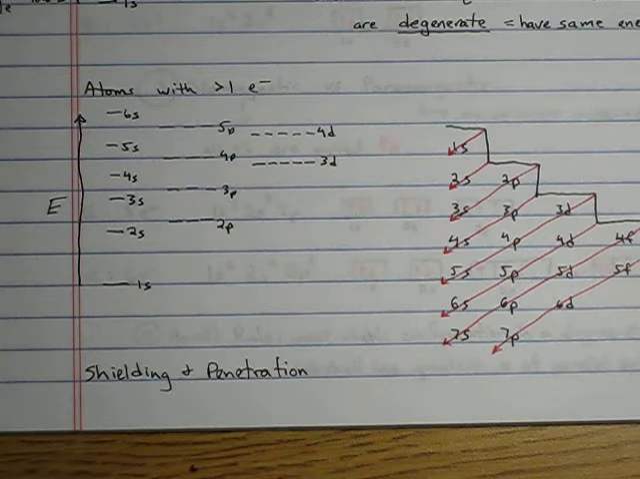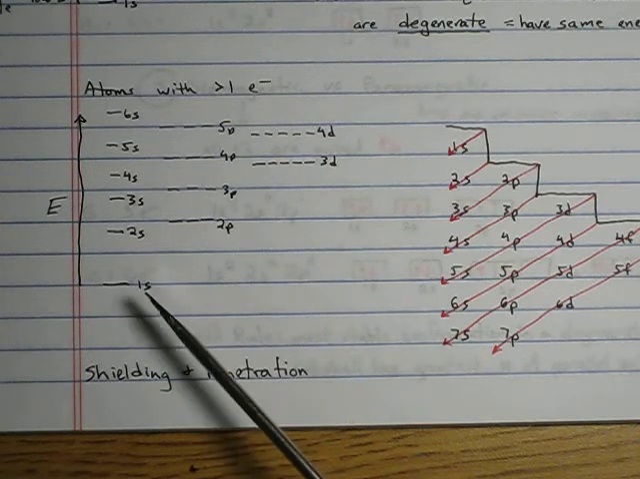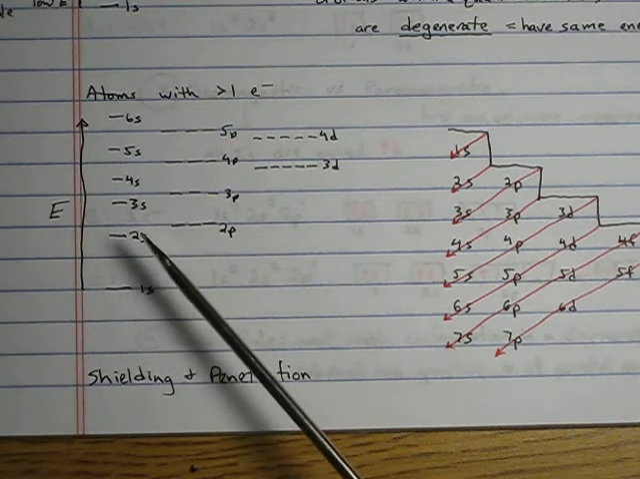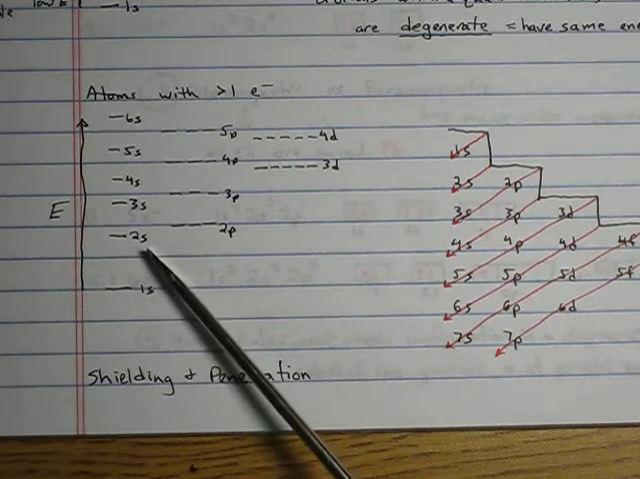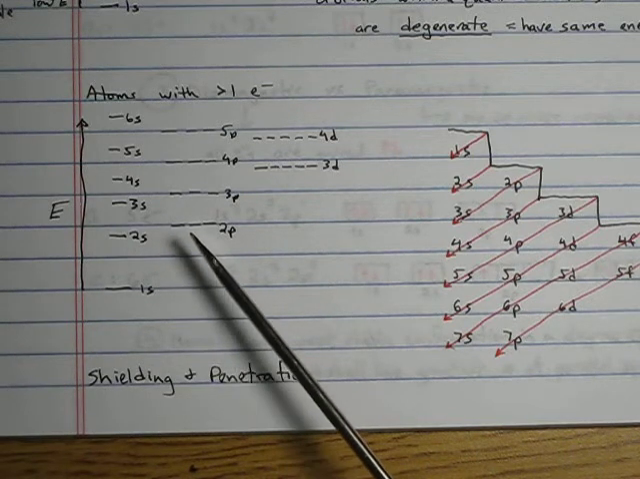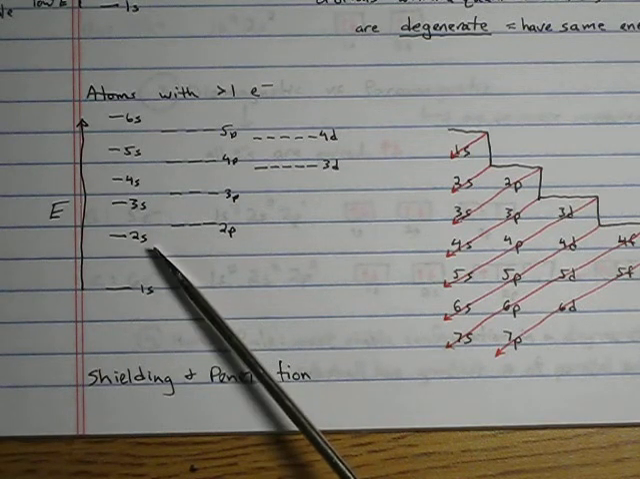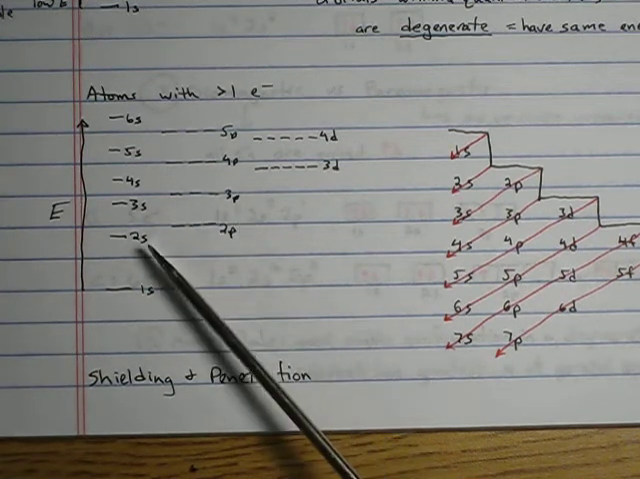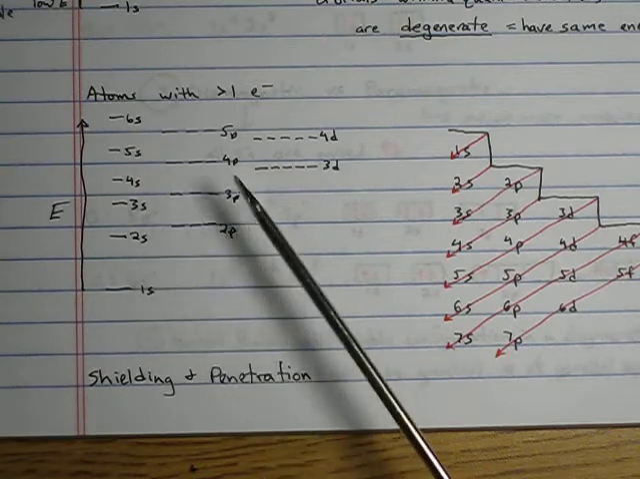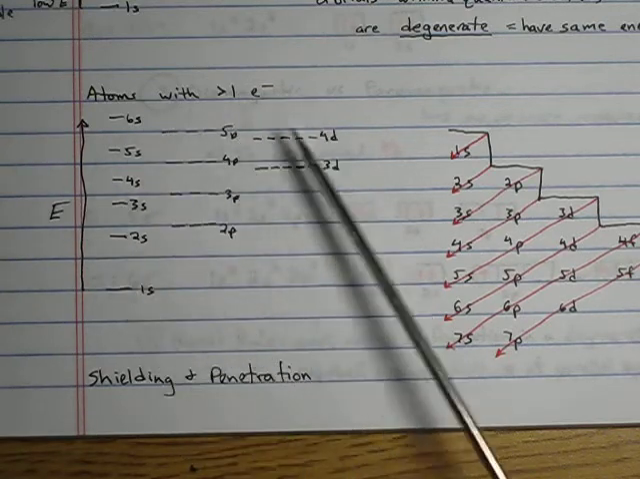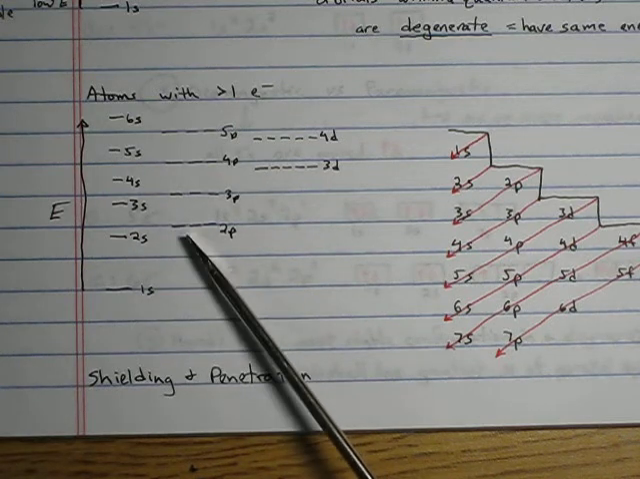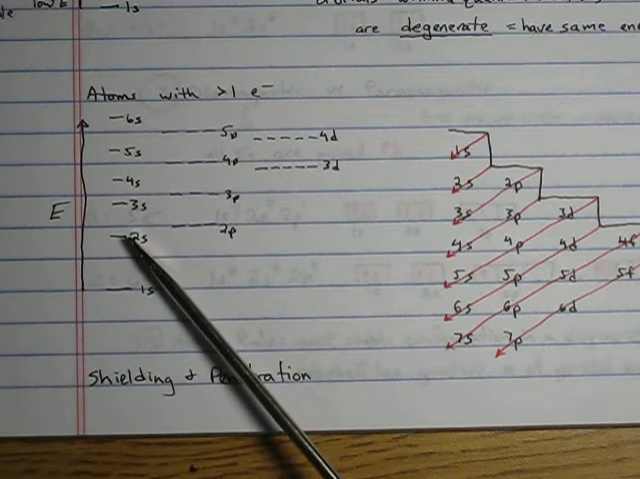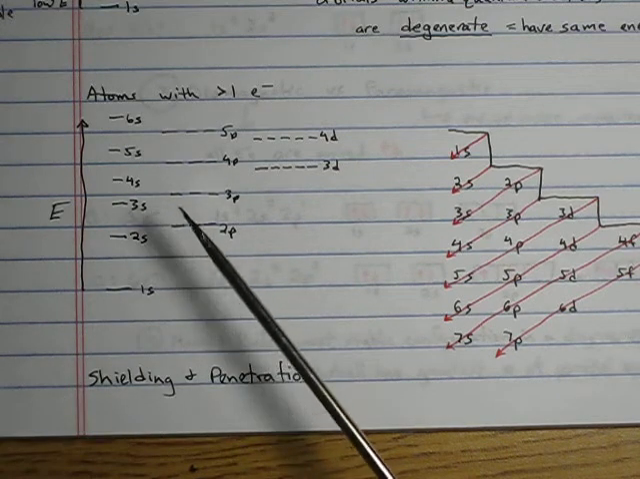What we find with multi-electron atoms, the lowest energy orbital, the most stable energy orbital, is the 1s. The next most stable orbital is the 2s. Note the 2p's are not at the same energy level as the 2s. The 2p's are slightly higher in energy than the 2s orbital. And note, this is important when you're looking at this diagram here. This is only really true when there's an electron in the 2s. If there's an electron in the 2s, then the 2p's are higher in energy.